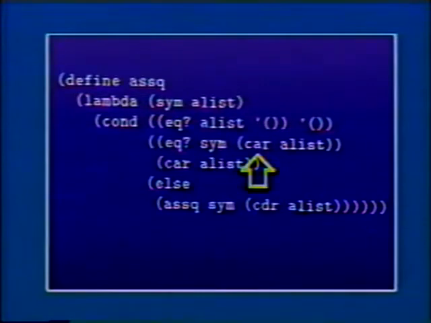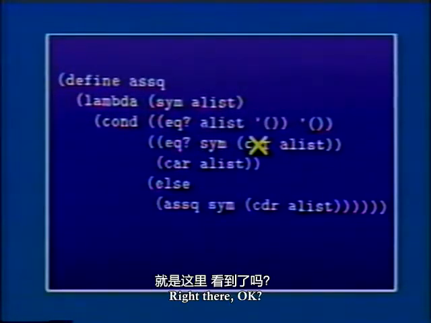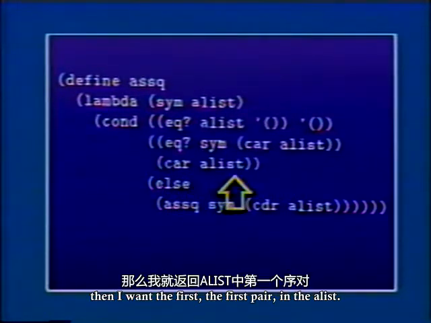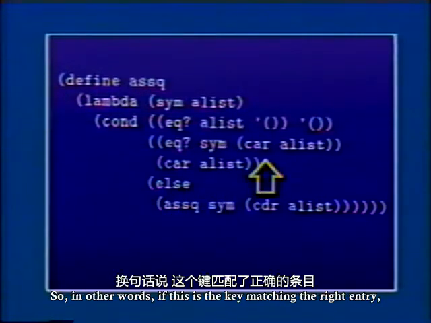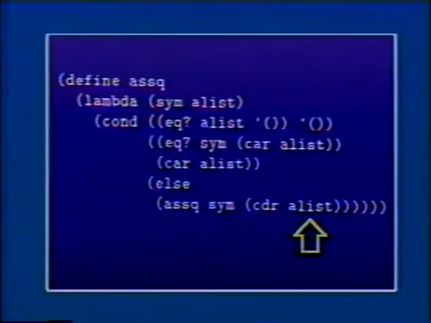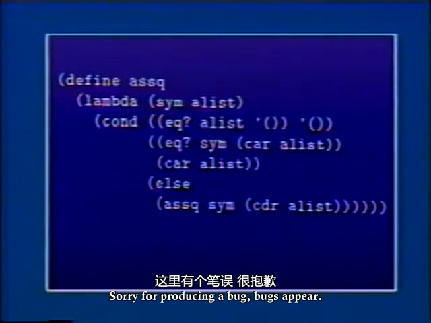that's an error. That should be CAAR, C-A-A-R. Everybody note that. Right there. Okay? And in any case, if the symbol is the CAAR of the A list, then I want the first pair in the A list. So in other words, this is the key matching the right entry. Otherwise, I want to look up that symbol in the rest. Sorry for producing a bug. Okay, bugs appear.